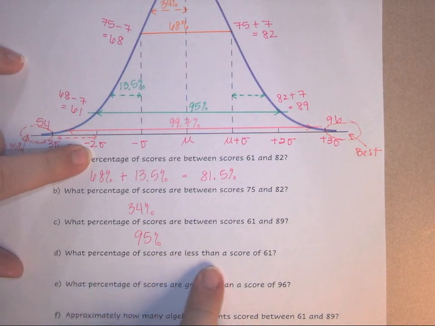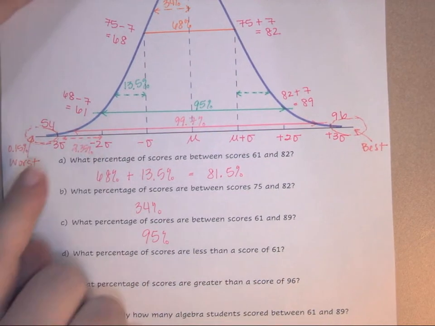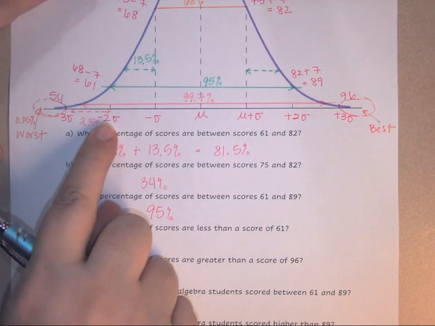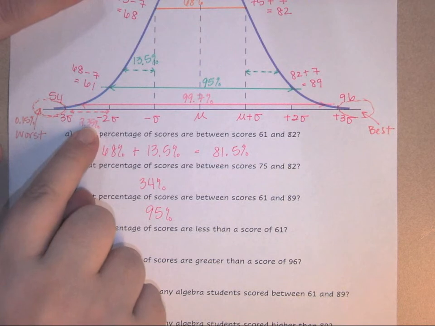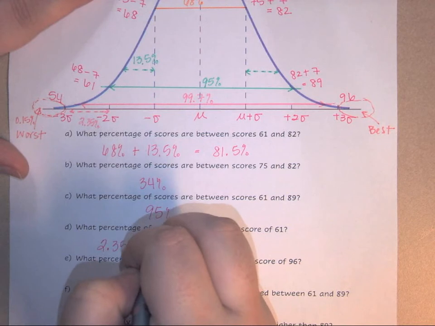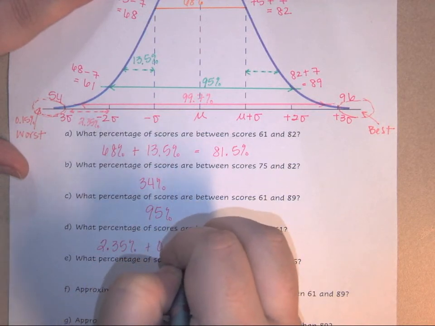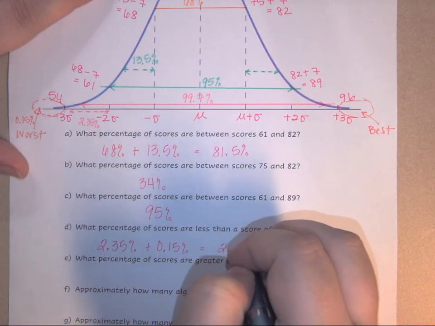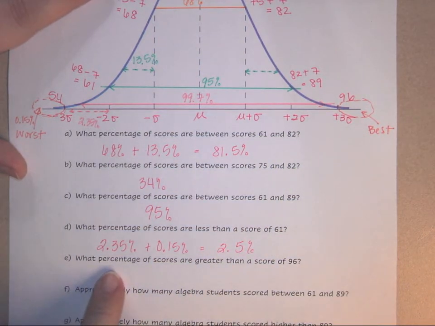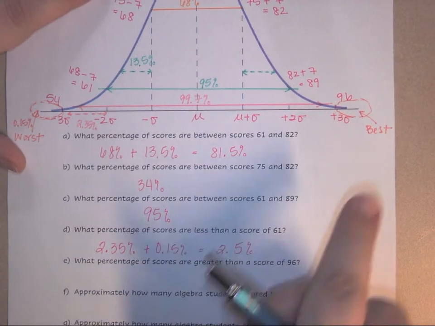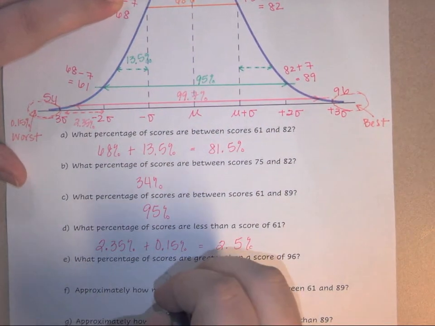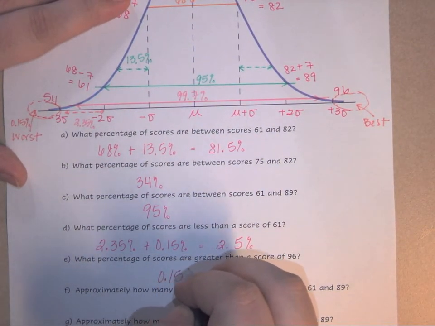What percent of scores are less than 61? So here, if you're looking, I have 61 is at my -2. I want less than that, so I have 2.35% plus 0.15% is going to give me 2.5% of my scores. What percentage of scores are greater than 96? So if we're looking here, that percentage is going to be this itty bitty tiny piece, which we know to be 0.15%.